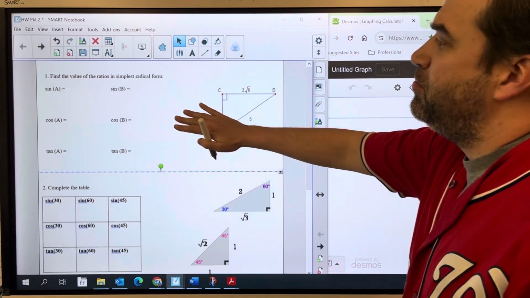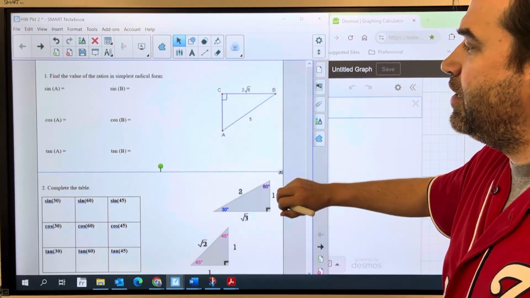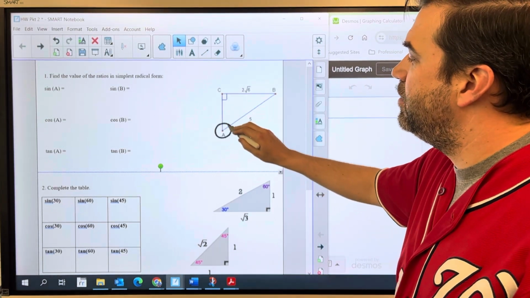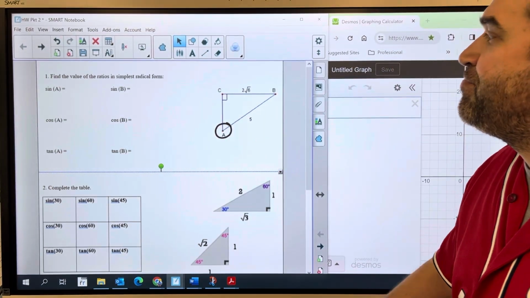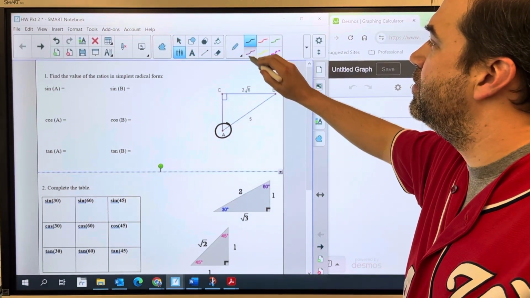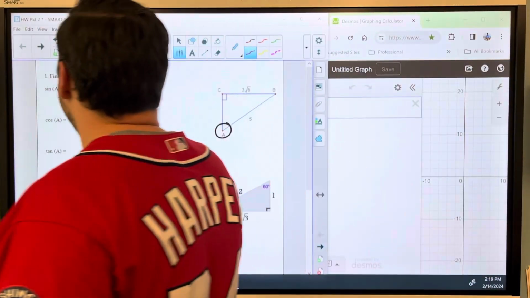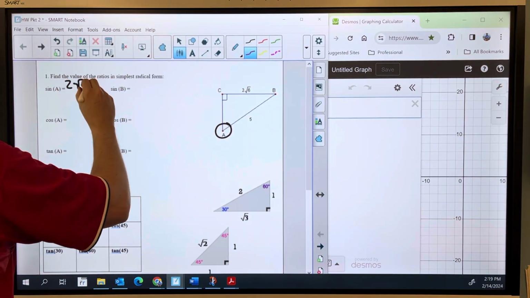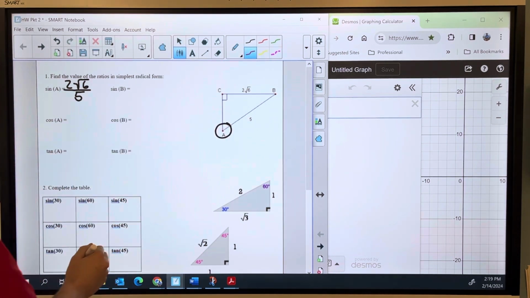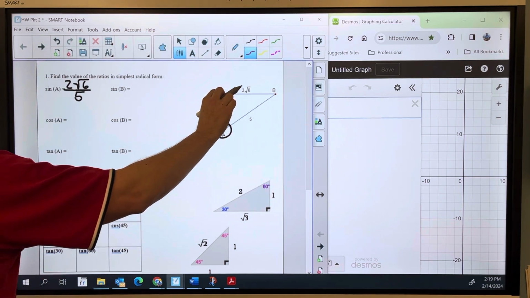For these first problems, we're looking for sine, cosine, tangent based on this right triangle given here. For the first ones, we're basing our angle on A. So for sine, since it's opposite over hypotenuse, opposite is 2 root 6 over 5. The second one, again based on A, cosine. Cosine is adjacent over hypotenuse.